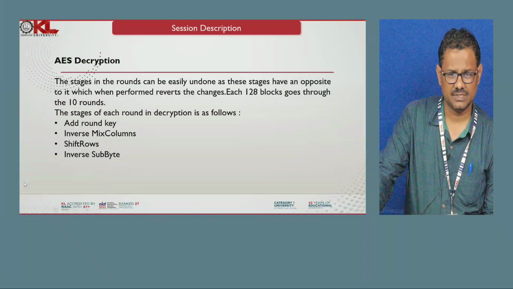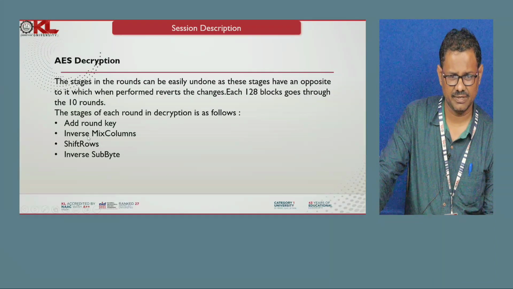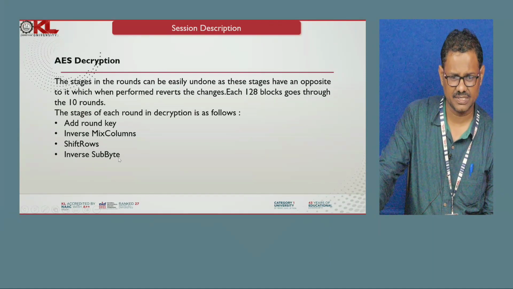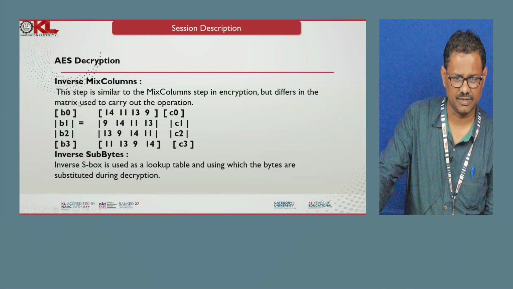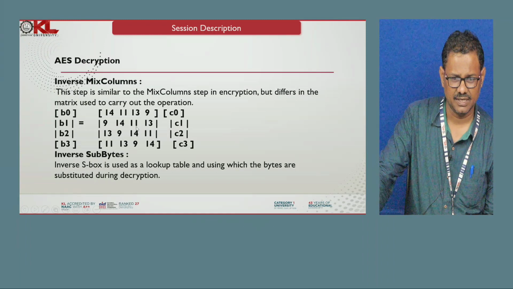Here is the description of the changes in decryption. Add round key is the same. Inverse mix columns, shift rows, inverse sub byte. So there is mix columns in the encryption, and here there is inverse mix columns. Shift rows is the same, add round key is the same, but inverse sub byte. Okay, inverse mix columns is like this. We are using this matrix: 14, 11, 13, 9, 9, 14, 11, 13, 13, 9, 14, 11, 11, 13, 9, 14, like this.